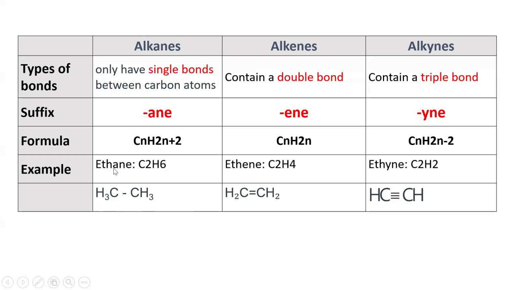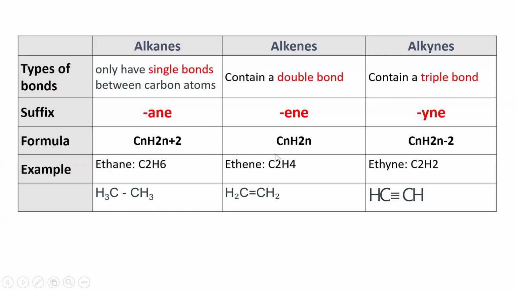C2H6 is ethane. 2 carbon atoms, this is an alkane. The formula is CnH2n+2. n here equals 2. So 2n, 2 times 2 plus 2 equals 6. So the ethane has 2 carbon atoms and 6 hydrogen atoms. And it has single bonds, no double bonds.